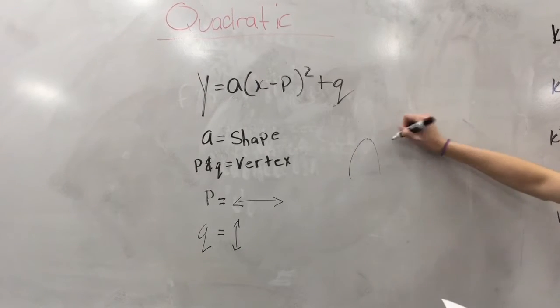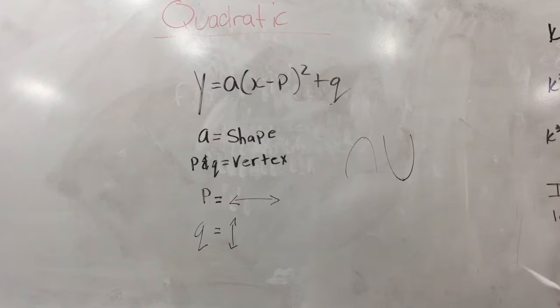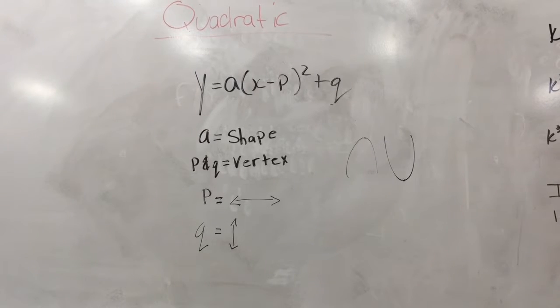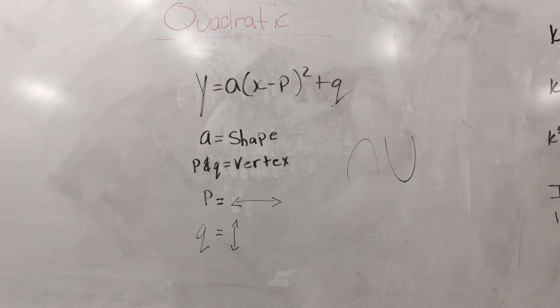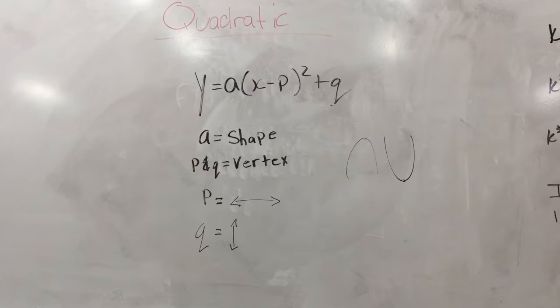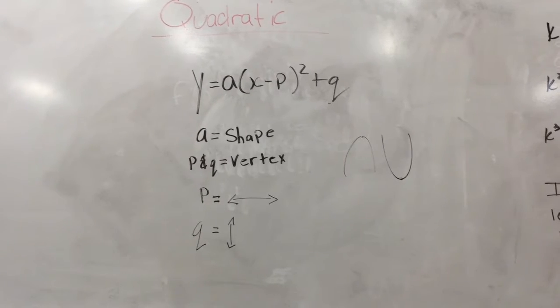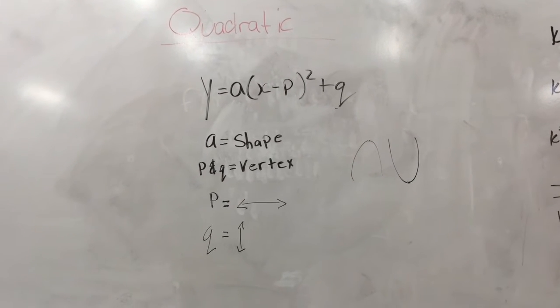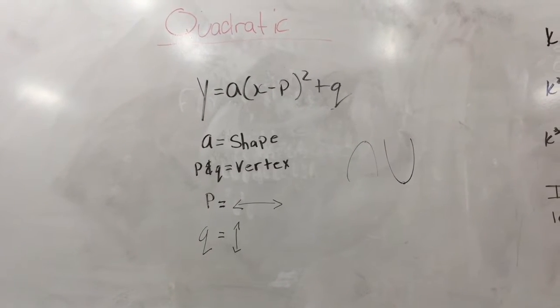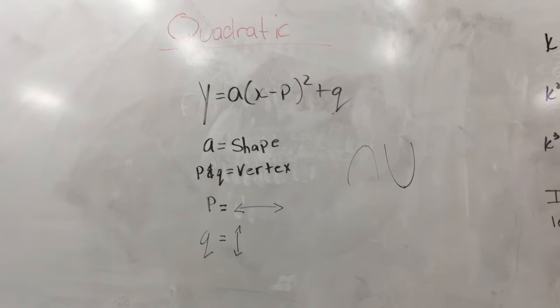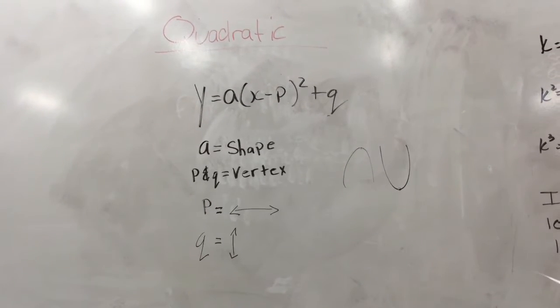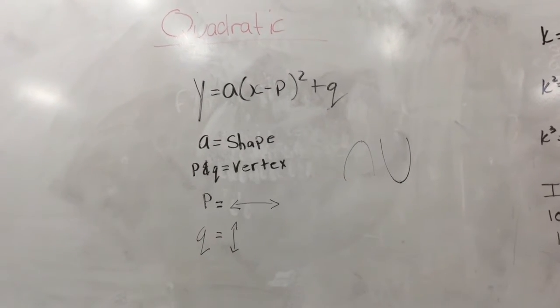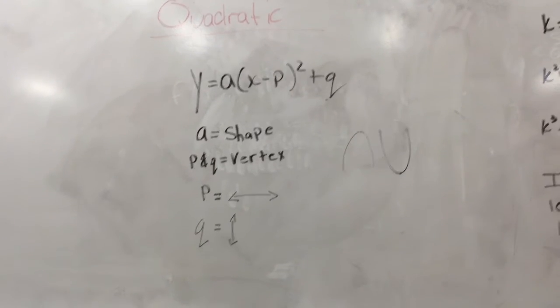Either here or here. But p will be the opposite value when taken out of the brackets for the vertex. So if p is negative in the brackets, it will become positive, and if it's positive in the brackets, it will become negative. P by itself is the horizontal translation, so left to right, as well as the axis of symmetry, which is an imaginary line that divides the parabola in 2 equal halves at the vertex. And q by itself is the vertical translation, so up or down.